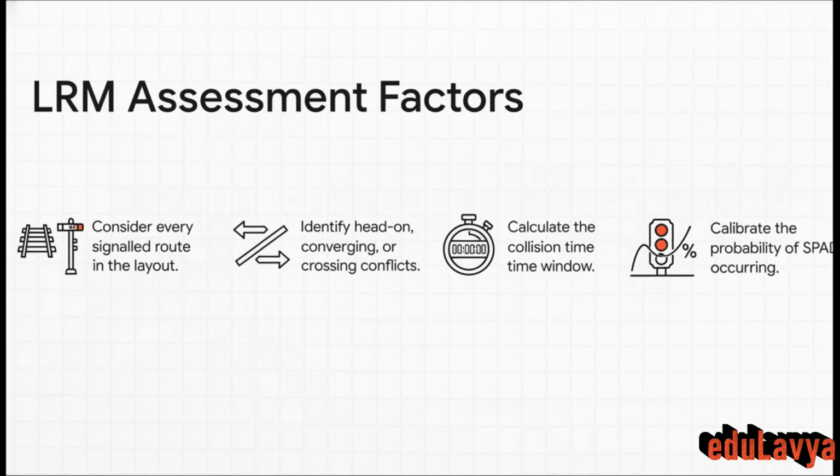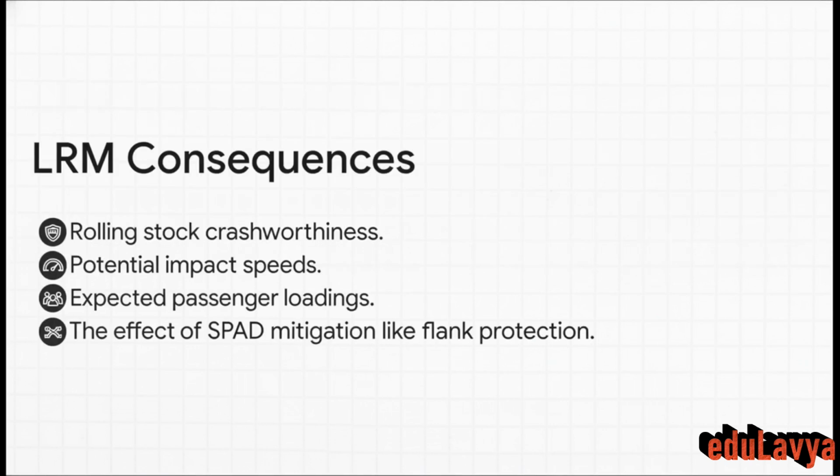As you can probably imagine, the data required to do this is just intense. It is extremely labor-heavy. LRM requires engineers to identify every single signaled route in the design. Then, they classify potential conflicts. Are they head-on, converging, or crossing conflicts? They actually calculate time windows, figuring out the exact number of seconds a train in a conflict zone could be hit by another train experiencing a SPAD. And they have to calibrate the probability of that SPAD occurring based on the specific, unique location of every single signal in the junction.